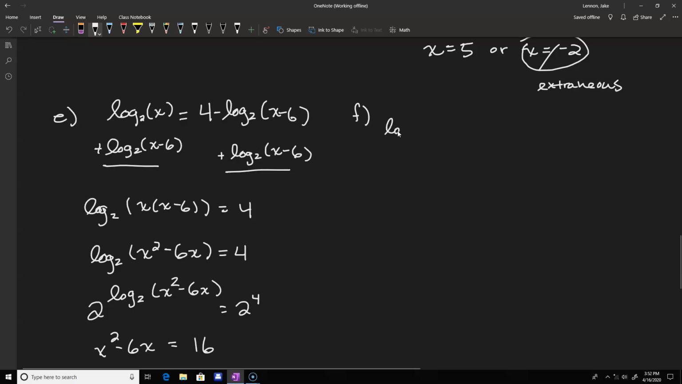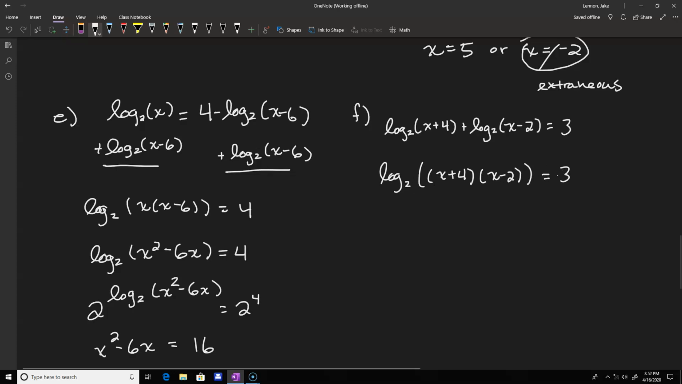Let's say we have log base 2 again of x plus 4 plus the log base 2 of x minus 2, and let's say this is equal to 3. So again, we want to put these together. So we have the log base 2 using property 1 of x plus 4 times x minus 2, and this equals 3. So we want to FOIL on the left-hand side now inside the parentheses of the logarithm. So we get x squared plus 2x minus 8 by FOILing equals 3.